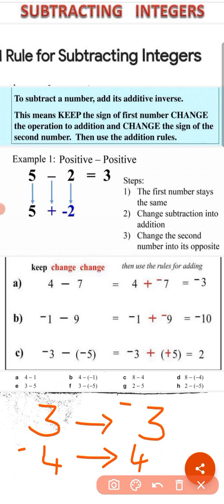Okay. Then change the sign of the second number. Then follow the rules of addition. Okay. Let me explain this.